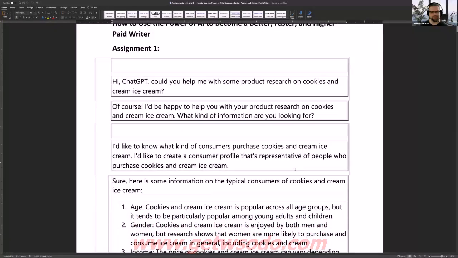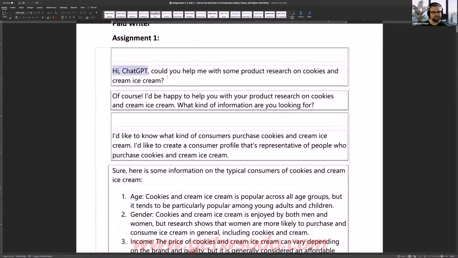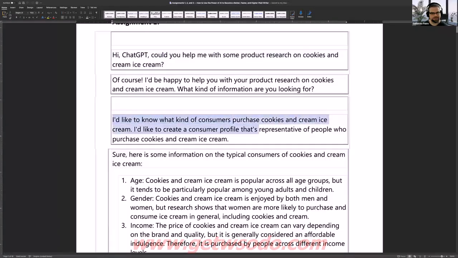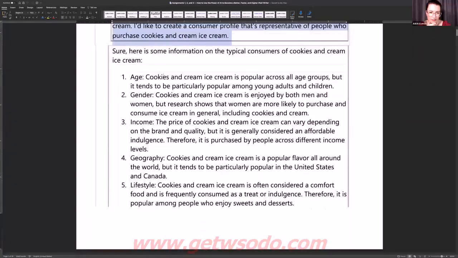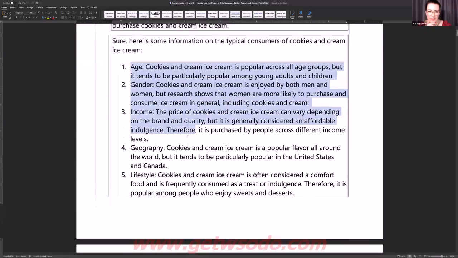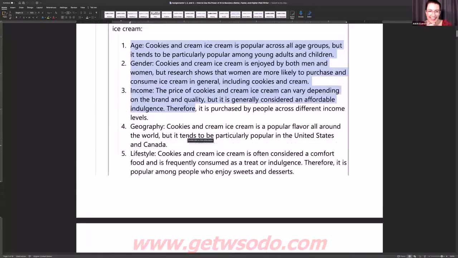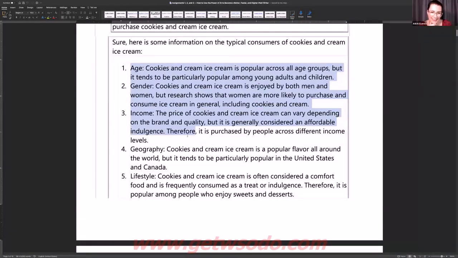All right, so here we start off with some product research on cookies and cream ice cream. Okay. So I'd like to know what kind of consumers purchase cookies and cream ice cream. And so we have age, gender. I think male is the cookies and cream eater. It says the young adults and children. Oh, true. So funny. Gender.